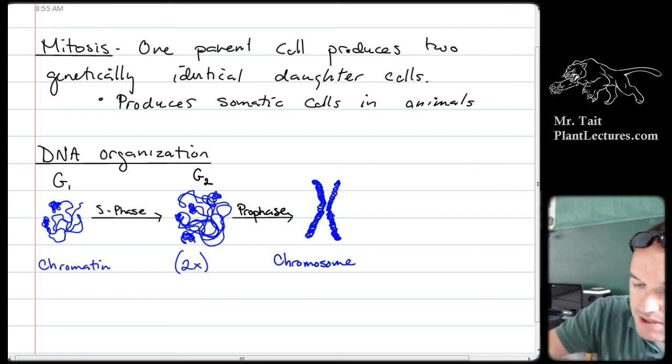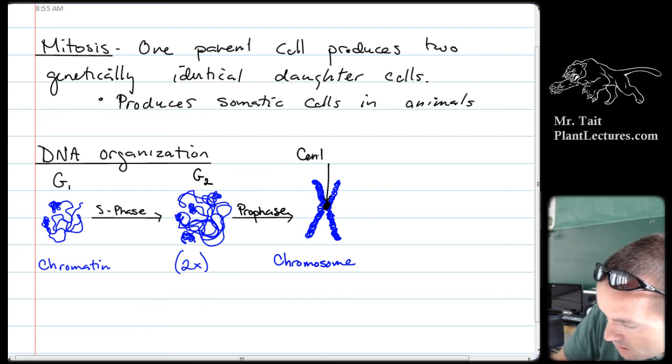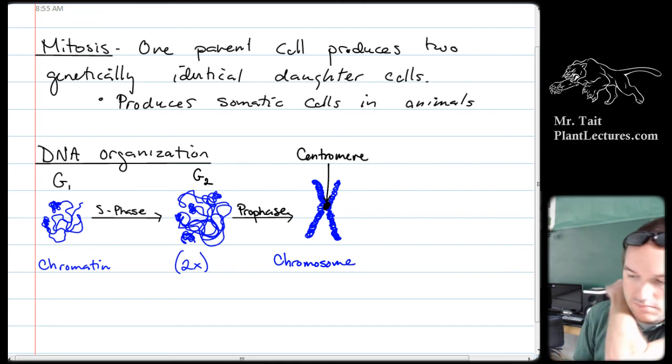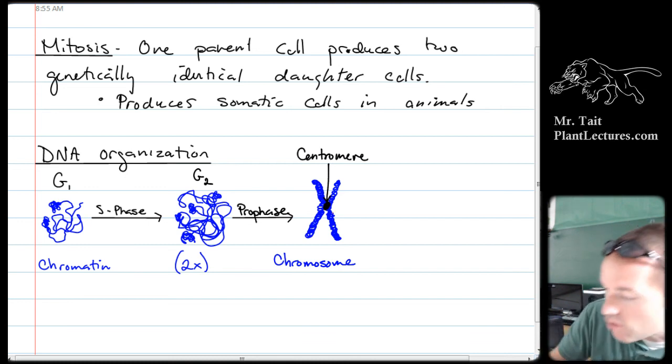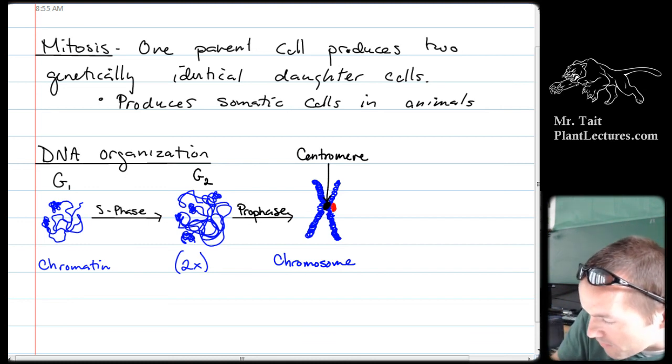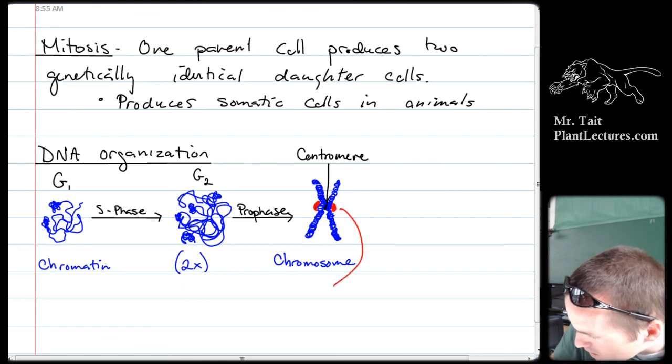Chromosomes have a couple of parts to them. They've got a part that connects them in the middle. This part here is called a centromere. They've got little portions next to the centromere here where spindle microtubules can attach. These two portions here are called kinetochores.